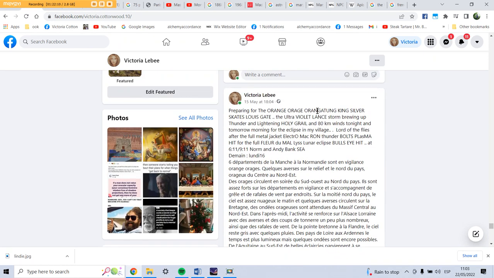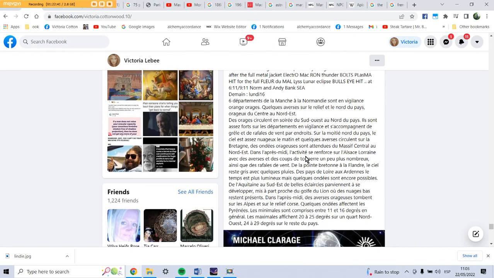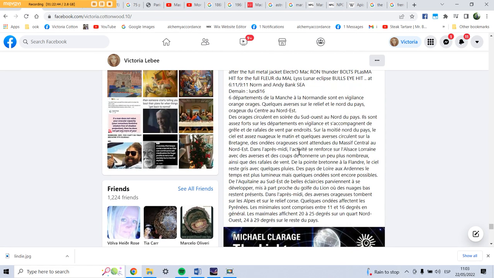Preparing for the orange, orangutan, King Silver Skates, Louis Gate, the ultraviolet lance storm brewing up, thunder and lightning, very, very frightening. Holy Grail and 80-kilometer winds tonight and tomorrow morning for the eclipse in my village. Lord of the Flies, after Full Metal Jacket, Electro, Macron, Thunderbolts, Plasma hit for the full Fleur du Mal, Lys, Lunar Eclipse, Bullseye hits. At 6:11, 9:11, Norman Andy, Banksy. Right. So that was the storm.